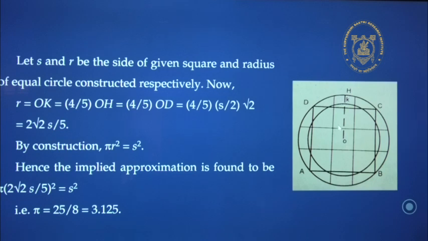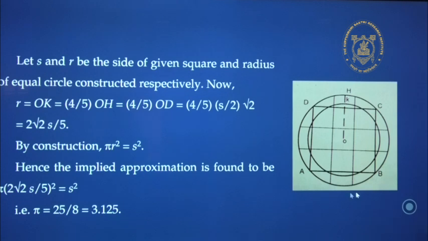Now, this OD is also the radius of the second circle, and OH is also a radius of the second circle. OD is known, that is half the diagonal of the square. Therefore, if S is the side of the square, then OH or OD is S by 2 into root 2. Then this OK, which is 4/5 of the radius, will be 4/5 of S by 2 into root 2, or 2 root 2 into S by 5.